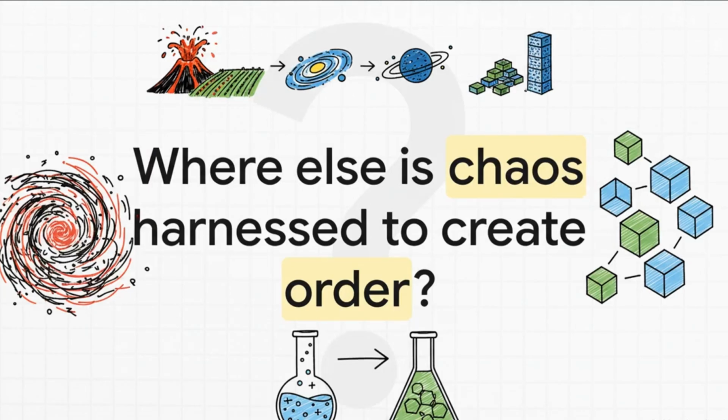This whole principle of using a chaotic, high-energy, unstable state to build something new and orderly, it's not just for chemistry. It's a fundamental pattern we see all over the place. So the final question is, where else do you see it? Where else is chaos harnessed to create order?